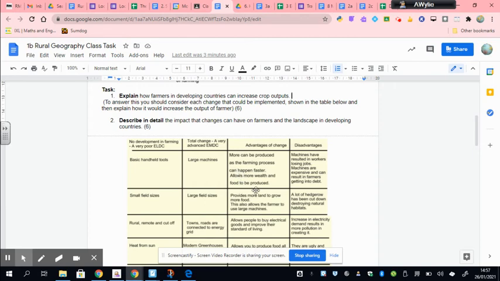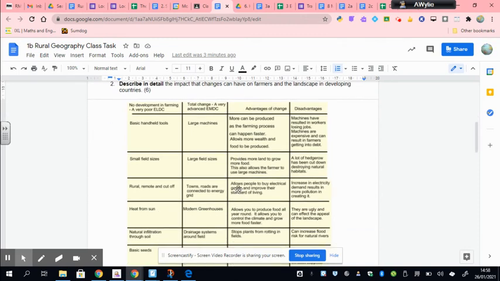The second thing they can do is move away from working small fields to working much larger fields. So that happens when you merge multiple small fields together to make one much larger field. This allows them to produce a lot more food, and it also allows them to use large machines which would not be usable in small field areas. That therefore increases the amount of food they can produce on the land.